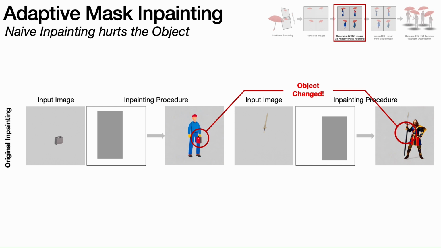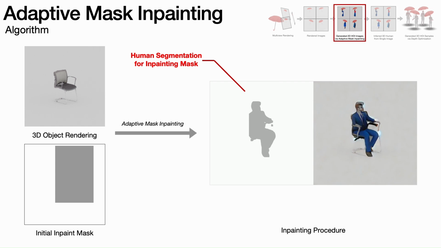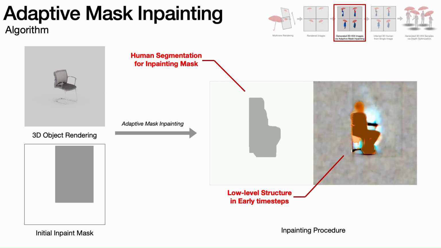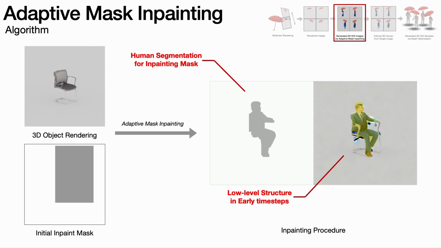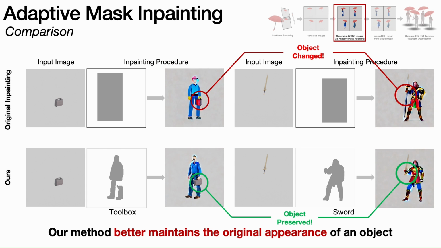To prevent this, we introduce adaptive mask in-painting. The algorithm adapts the in-painting mask during the denoising process by predicting the human region from the denoised image at that time step and using that segmentation for the mask in the next step. This is possible since even at the early time steps of diffusion, the low-level structure of the human can be detected by segmentation models. By specifying the region over time steps, we can avoid changing the original object, thus giving us true affordances.